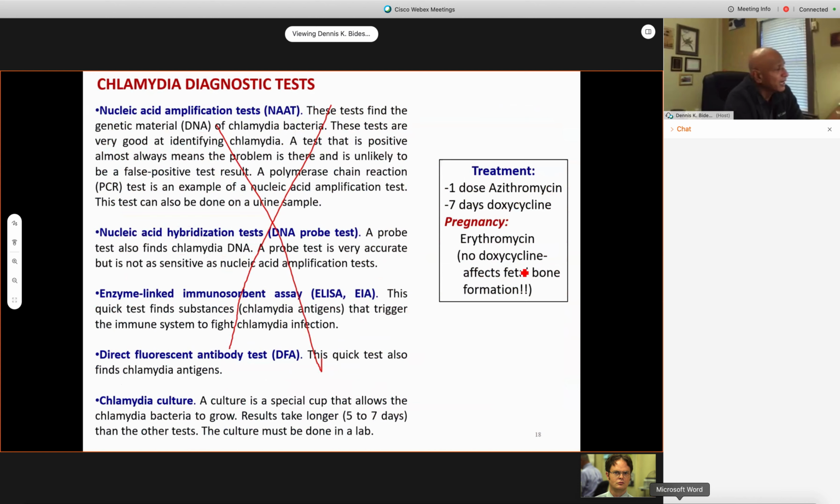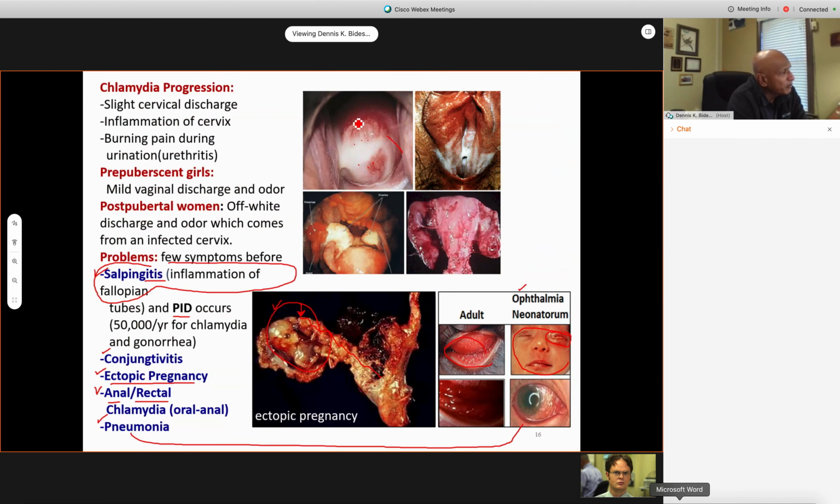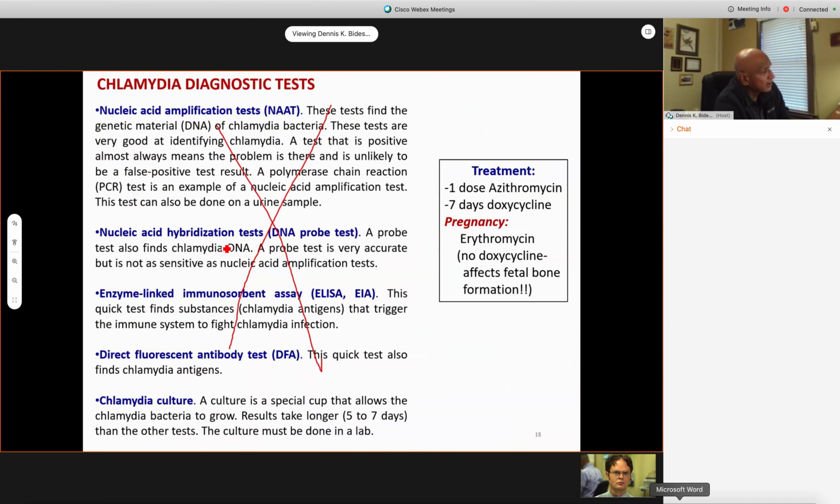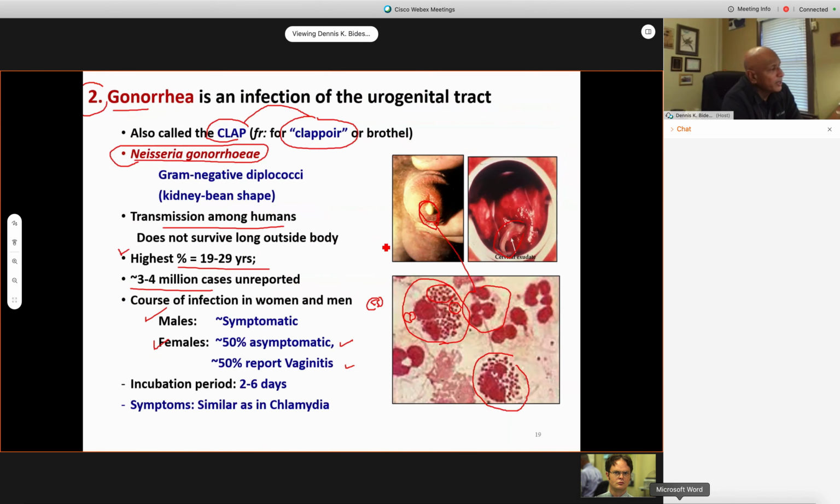So let me go back to the previous slides. This is what we see for chlamydia. Right, milky white, kind of liquidy, foul smelling. This is what we see right here again for the male with chlamydia. All right, now take a look at the one for gonorrhea. For gonorrhea, it's a thick, purulent discharge. So both males and females.